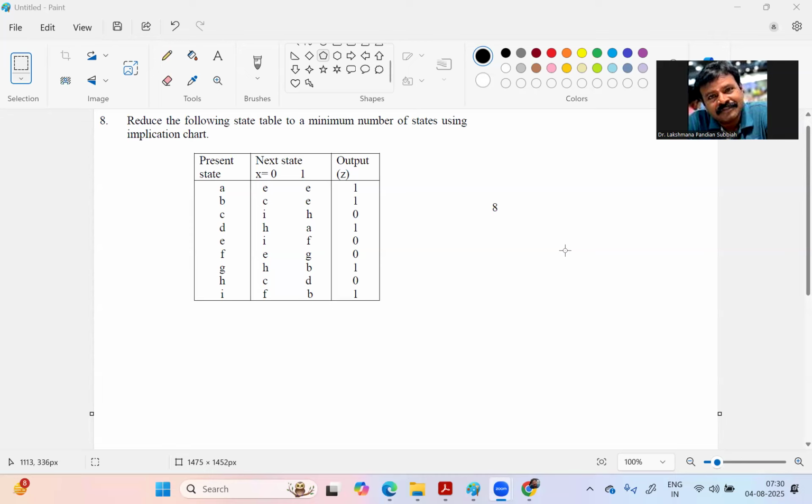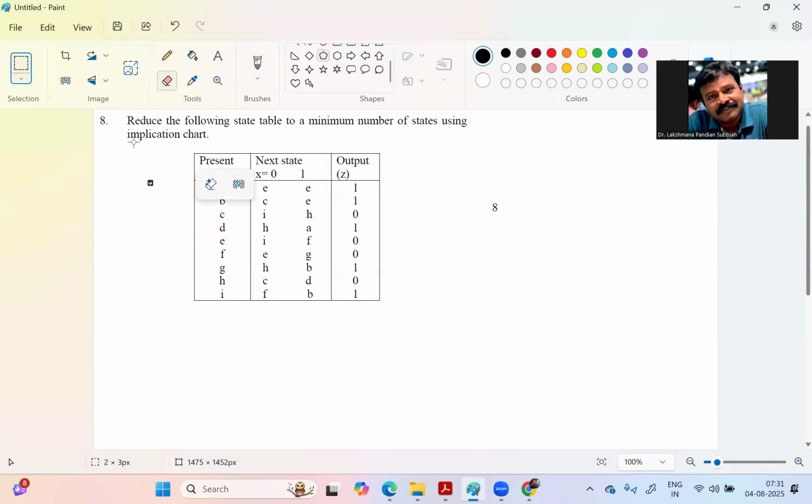Good morning, students. In this lecture, we are going to solve another problem to reduce the state table using implication chart. The question is: reduce the following state table to a minimum number of states using implication chart. This is an 8-mark question.